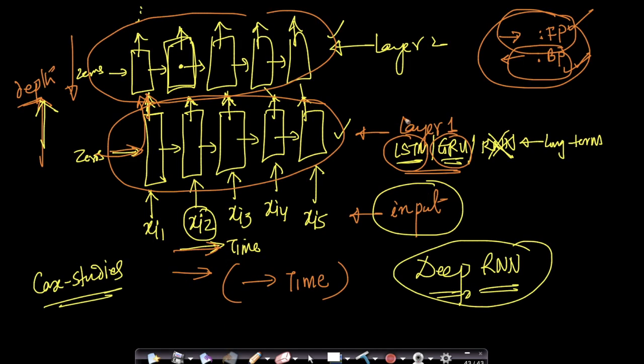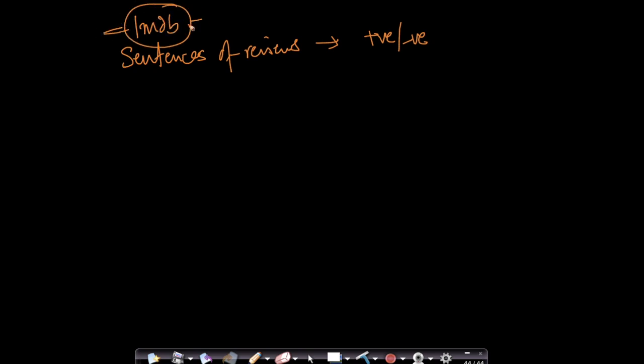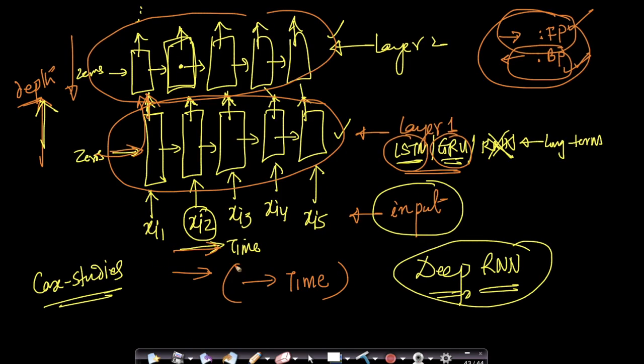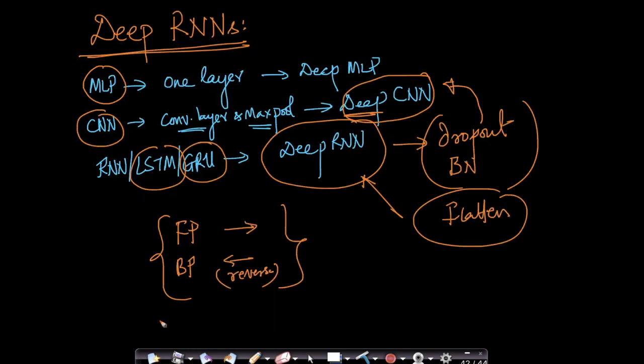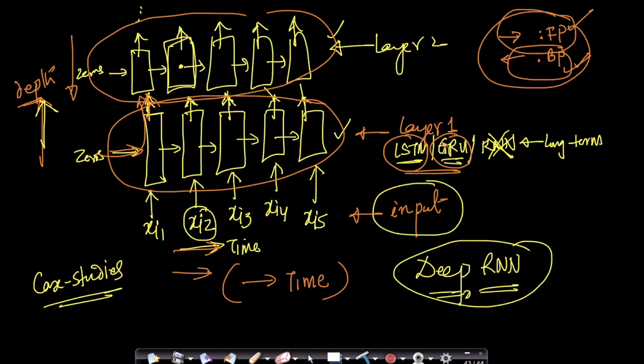We'll see some examples later in this chapter, a real world example of taking sentences. We'll take reviews of movies from IMDb, a very popular website which has lots of reviews, and determine whether each review is positive or negative. All these concepts will become much clearer a little later in this chapter. But structurally, a deep RNN is very similar to a deep MLP or a deep CNN, except that the core units now are LSTM/GRU.